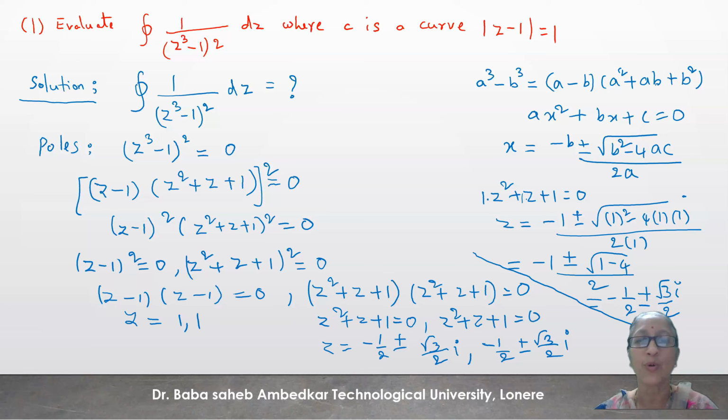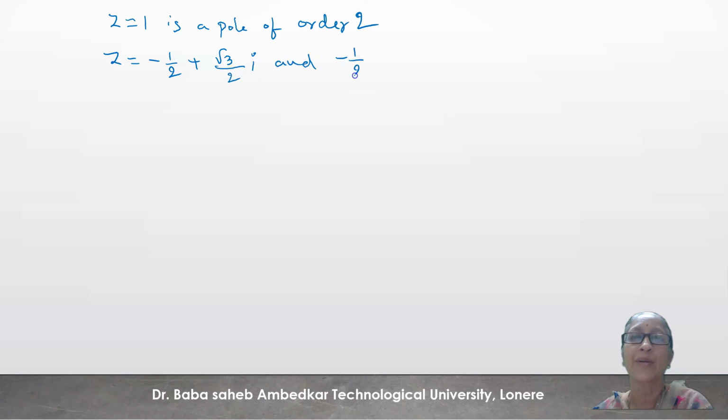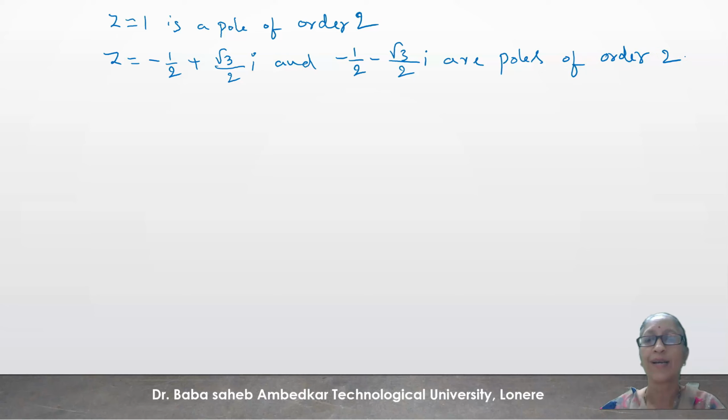z equal to 1 is one pole, and z equal to minus 1 by 2 plus or minus root 3 by 2 i are the other poles. There are two such poles, minus 1 by 2 plus root 3 by 2 i and minus 1 by 2 minus root 3 by 2 i. Let us write that. z equal to 1 is a pole of order 2, and z equal to minus 1 by 2 plus root 3 by 2 i and minus 1 by 2 minus root 3 by 2 i are poles of order 2. So there are three poles, and all these three poles are of order 2.